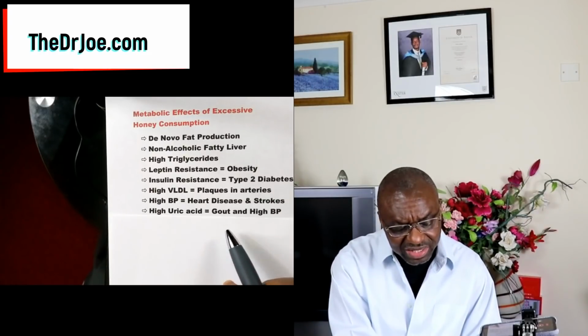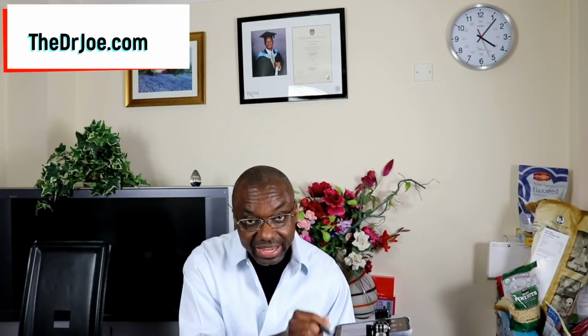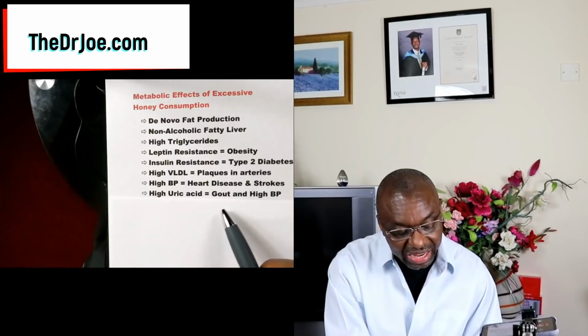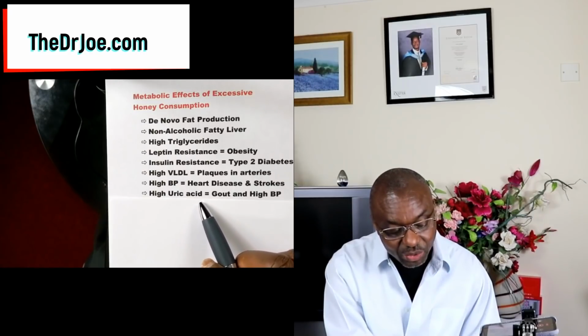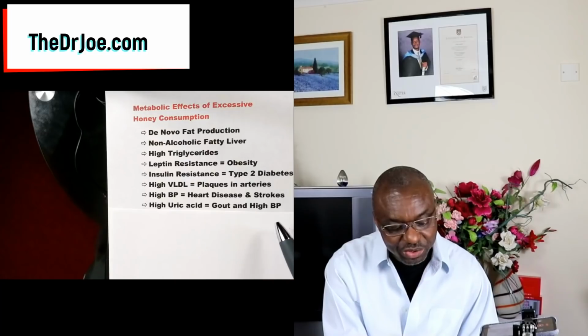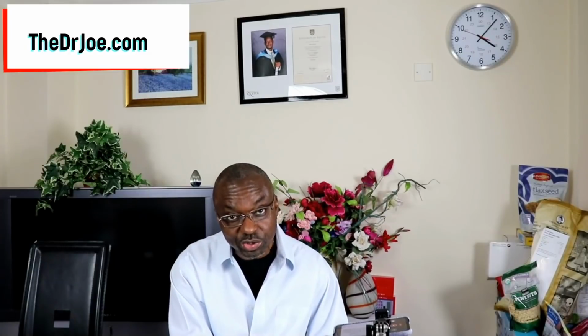So the next one will be high uric acid. When you've got excessive uric acid in the body, that will lead to gout. You probably know about gout already. I'm going to do a video on gout at some point in future. And then of course, when you have excessive uric acid in the body, that will suppress production of nitric oxide, and that will also lead to high blood pressure. So you've got quite a number of factors here that will result in high blood pressure.